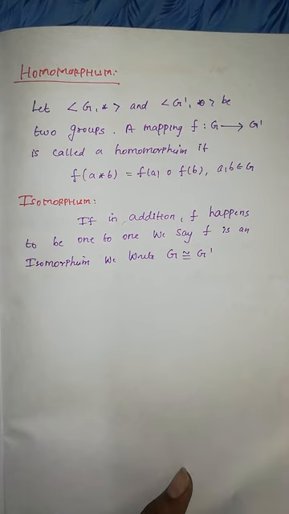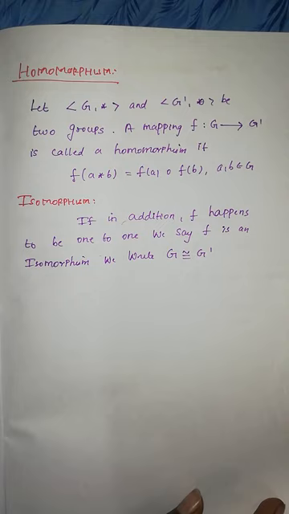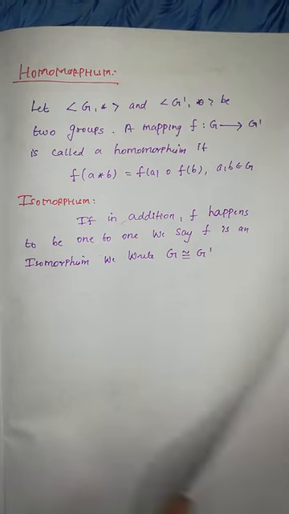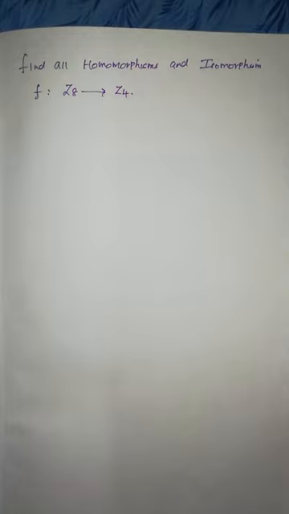Now I will give an example of how to find a homomorphism between two groups. So this is a question: find all homomorphisms and isomorphisms from Z8 to Z4. You know what is meant by Z8? It is an addition modulo group containing 8 elements from 0 to 7. And Z4 is again an addition modulo group containing elements 0, 1 to 3. So Z4 has 4 elements and Z8 has 8 elements. Now we are going to find all homomorphisms and isomorphisms from Z8 to Z4.